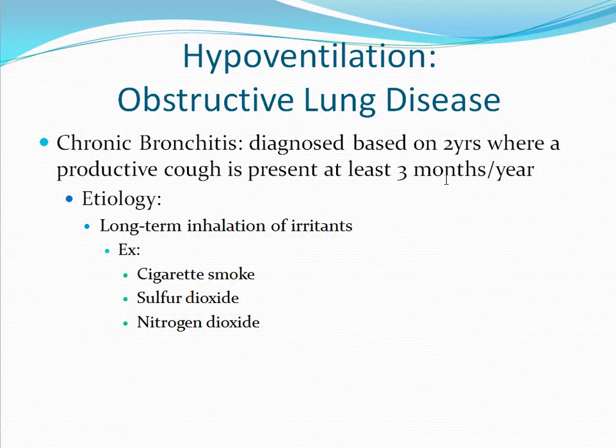The first example of an obstructive lung disorder is chronic bronchitis. This is a very common obstructive disease that is diagnosed based on 2 years where a productive cough is present for at least 3 months in each of those years. The most common etiology of chronic bronchitis is long-term inhalation of irritants. These include cigarette smoke, sulfur dioxide, and nitrogen dioxide. These last two irritants are common components of air pollution.